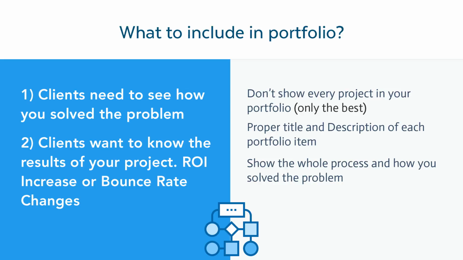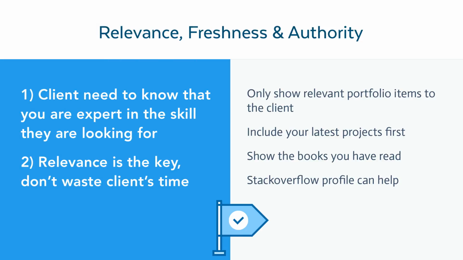Now the takeaways are that clients need to see how you solve their problem, okay? So your methodology really is important. Even when applying for a job, they are going to look at your design process or your development process. Now the second thing is clients are looking for results of their projects: return on investment, increment or bounce rate changes, or conversion changes, okay? So they are not interested in your very creative design, okay? They are most interested in their results. Now the relevancy, freshness and authority. We are going to talk about all these factors regarding your portfolio.